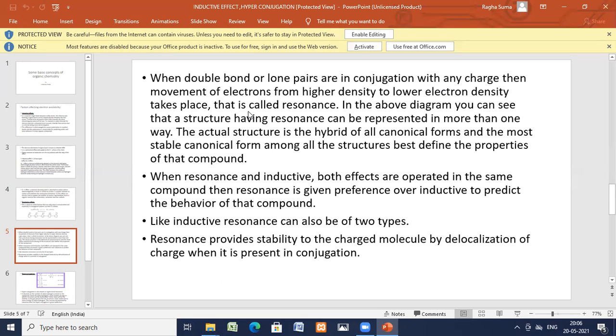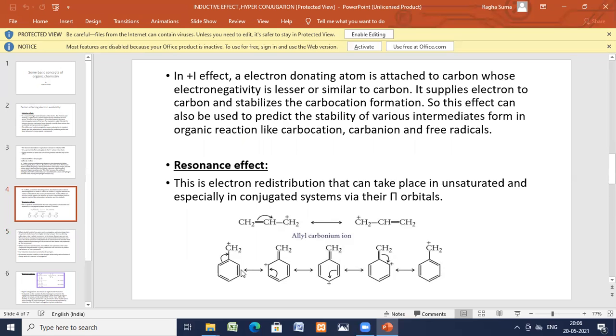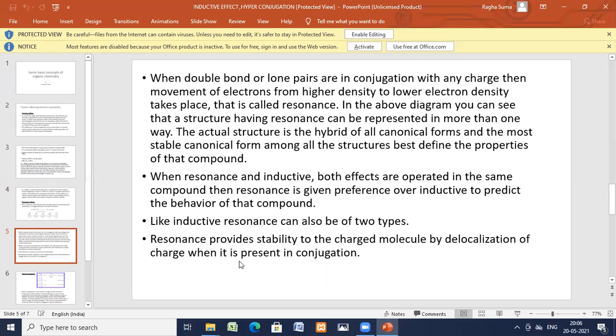This is called resonance. When double bonds or lone pairs are in conjugation with any charge, the movement of electrons from high density to low density takes place. That is resonance. Previously in the above diagram, you have seen the structure. The actual structure is the hybrid of the canonical forms, and it is more stable than any of the canonical forms.